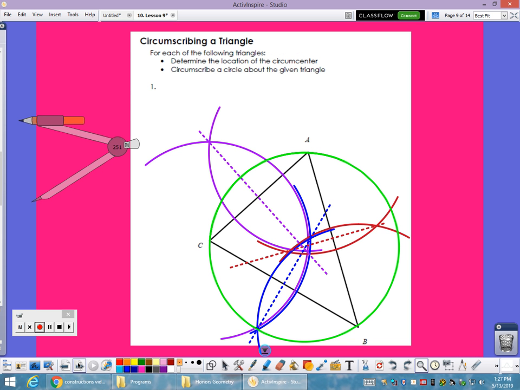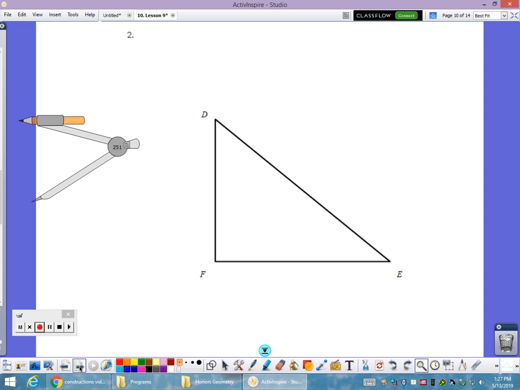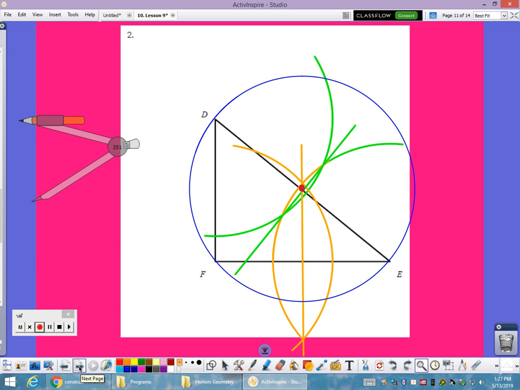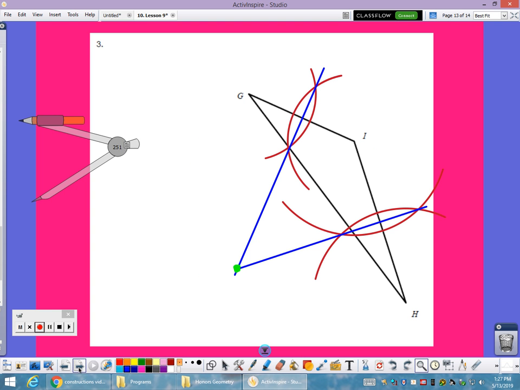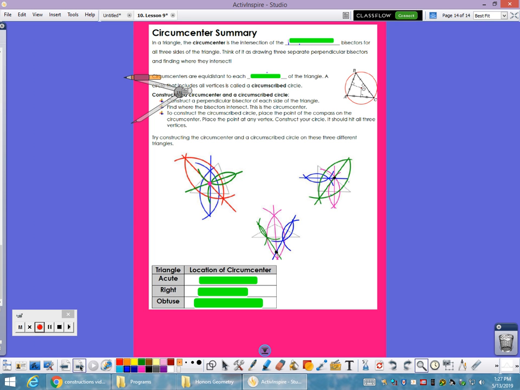Okay, so here are some answers. This is what our circumcenter looked like for the first one. For the second one, that was interesting. It looks like it ended up on the triangle. And then here, it ended up way outside the triangle. Okay, so let's come back together and just summarize real quickly what are all the things we looked at today.